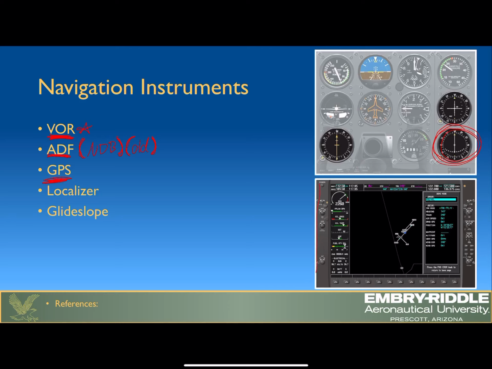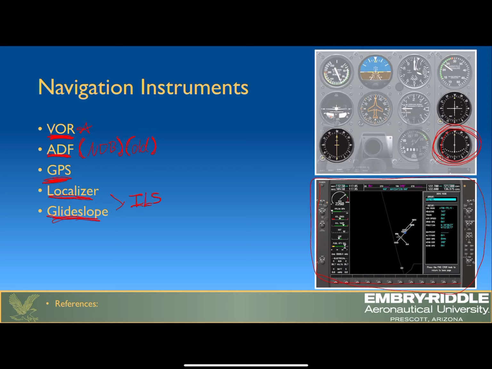So that's our G1000 down here. And then we have the localizer and glide slope. These are probably new terms. You've probably never heard of these before. The localizer and glide slope, this is what we use for ILS, Instrument Landing System. So this is what helps us land on a runway.